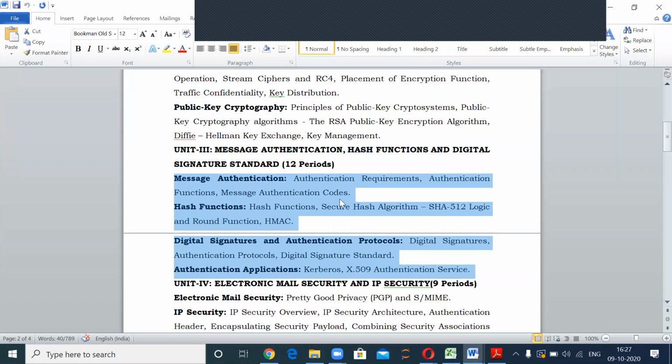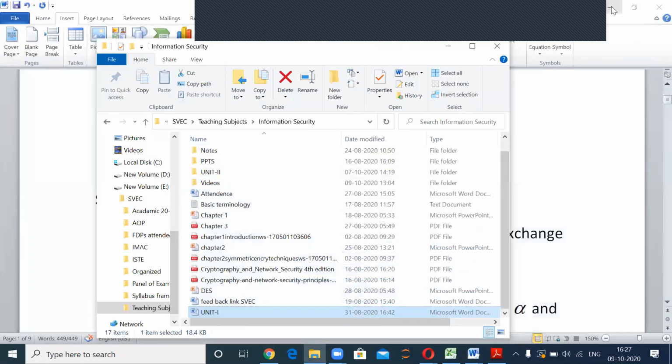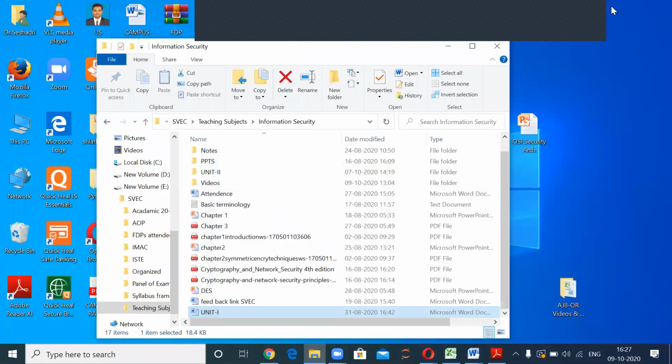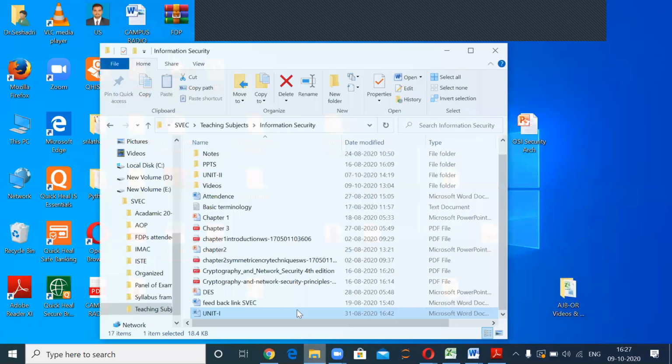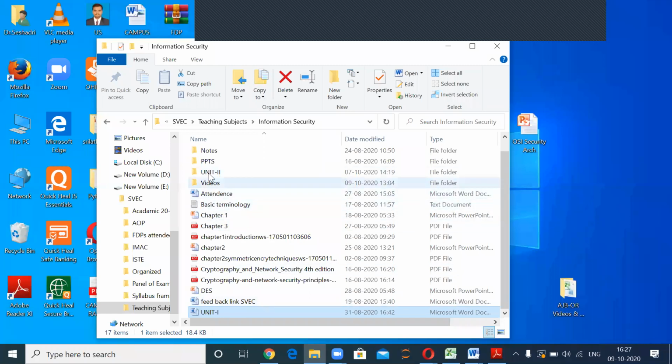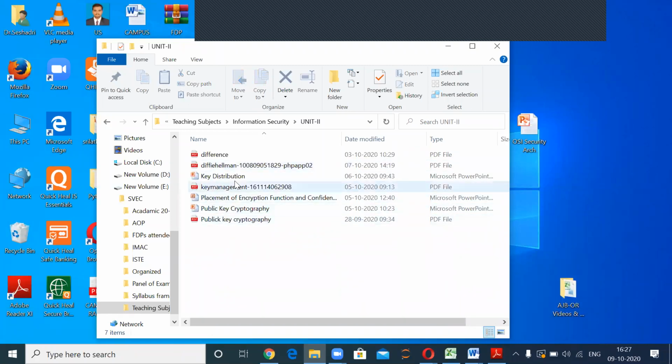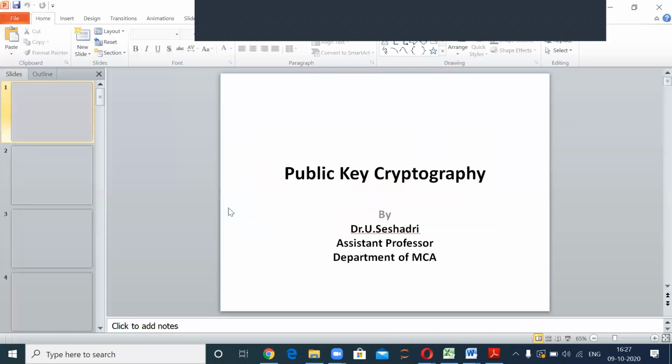From the next class onwards I will start the third unit, that is message authentication, hash functions, and digital signature standards. Today's class, once again I will recall what we discussed in the previous classes, that is, in public key cryptography, the beginning.